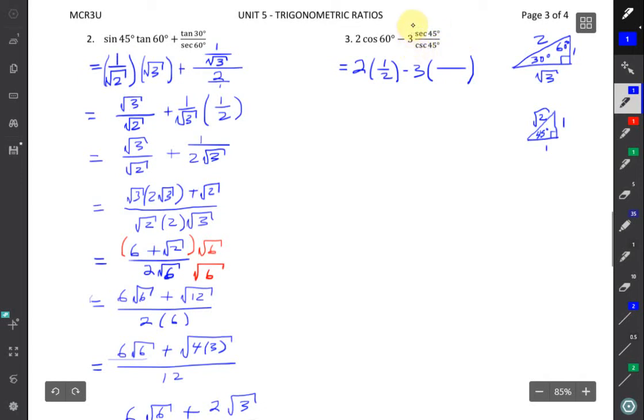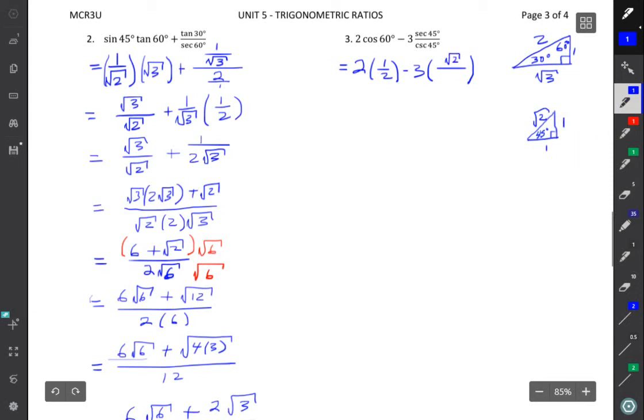If you already know something like that, I would be fine with you putting a 1 in here, and that would demonstrate your understanding of these ratios. I am going to write them out. So the secant goes with cos, so it's the hypotenuse over the adjacent of 45. So the hypotenuse over the adjacent is root 2 over 1, or root 2.